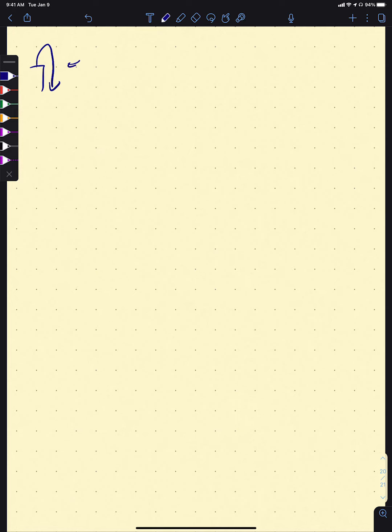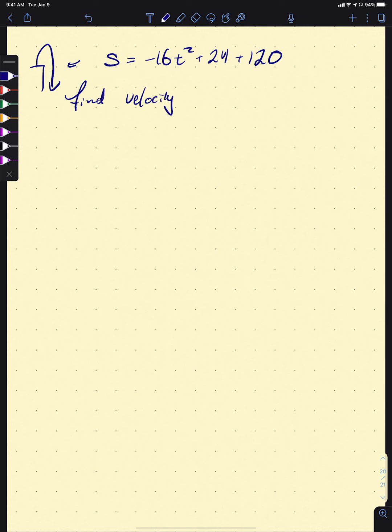Depending on how fast you throw and how tall the building is, right? We'll say that the position, s, which is what we've been using for position, is modeled by this: minus 16t squared plus 24t plus 120. Let's say we want to find the velocity and the acceleration at t equals 3.